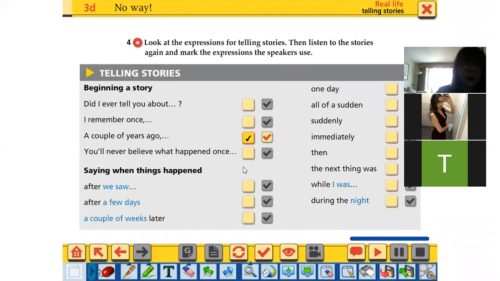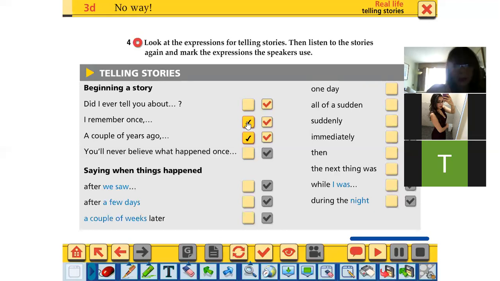Also, do you remember when the person started and said, did I ever tell you about the time we had a lot of animals? And he says that our house was a zoo. Oh yeah, I remember that. So maybe he uses this one too, right? And then the other speaker uses I remember once. So these are correct. I think these are the three that the speakers used in the story.